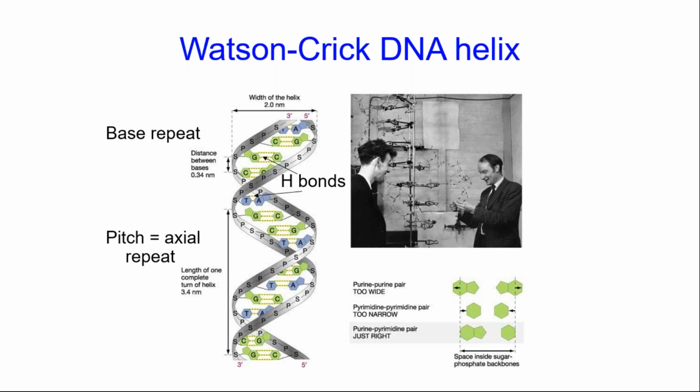The purine-purine pair cannot pair. That means adenine cannot pair with guanine because the distance is too far apart. And pyrimidines, that means cytosine and thymine, cannot pair because it is too narrow. It is only one purine and one pyrimidine pair which is just right. And that is adenine with thymine and cytosine with guanine.